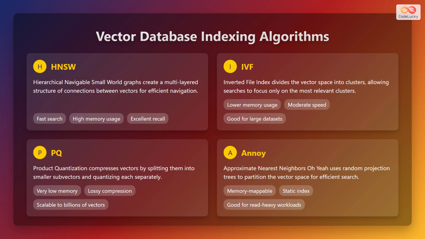Product quantization compresses vectors by splitting them into smaller subvectors and quantizing each separately. Product quantization has very low memory usage and is scalable to billions of vectors. However, it involves lossy compression. Lastly, approximate nearest neighbors uses random projection trees to partition the vector space for efficient search. Approximate nearest neighbors is memory mappable and good for read-heavy workloads but has a static index.